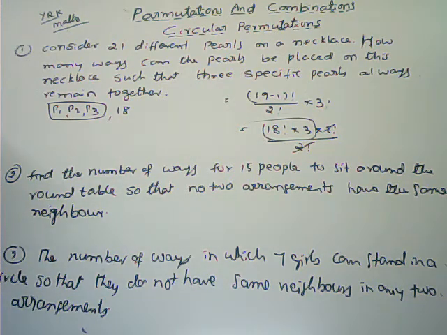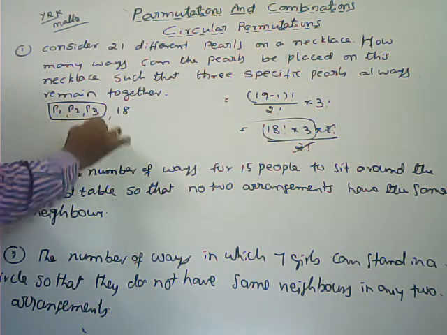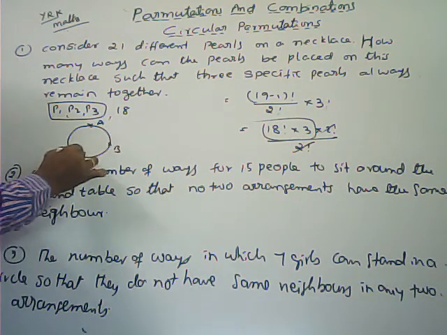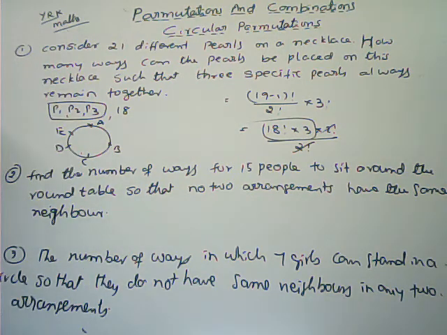Now second one, here only I explained about this one also. Find the number of ways for 15 people to sit around the round table so that no 2 arrangements have the same neighbor. No 2 arrangements have the same neighbor. What is the meaning of that one? Here just now I explained that one. A, B, C, D, E. This is one of the circular arrangements.